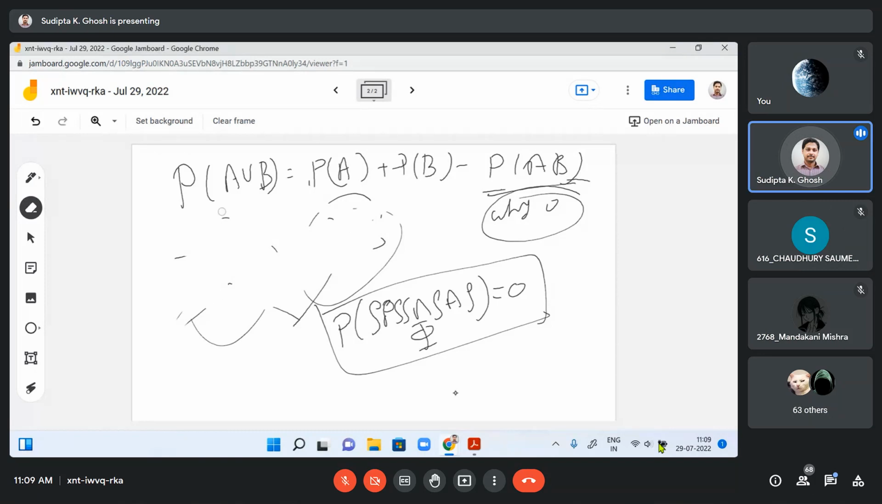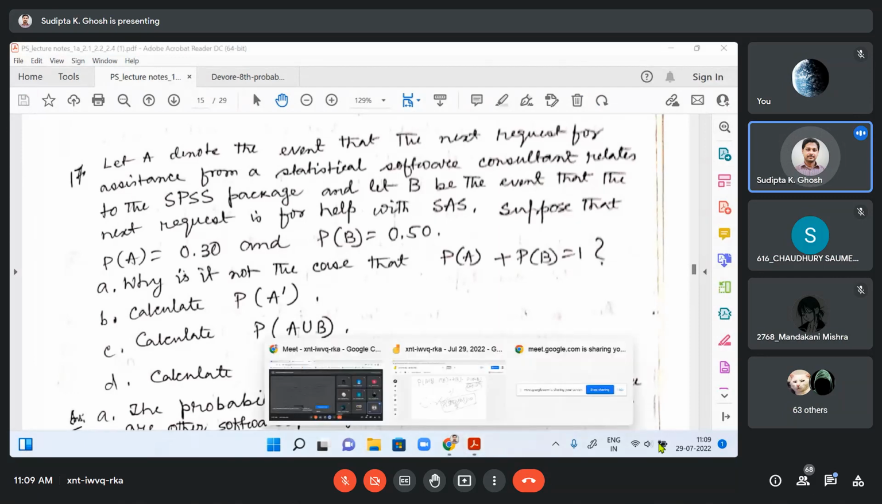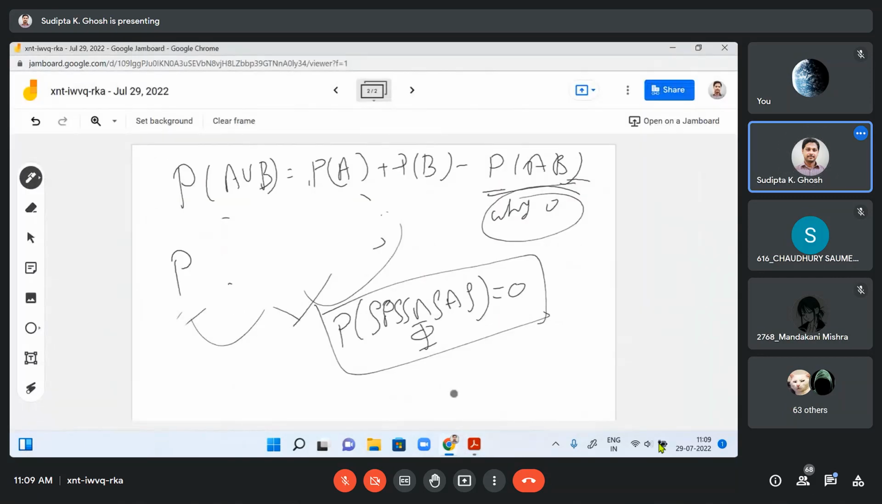Okay, and the last case that we are interested in is to calculate the probability of A complement intersection B complement. Tell me how to find it. A union B the whole complement, De Morgan's law.